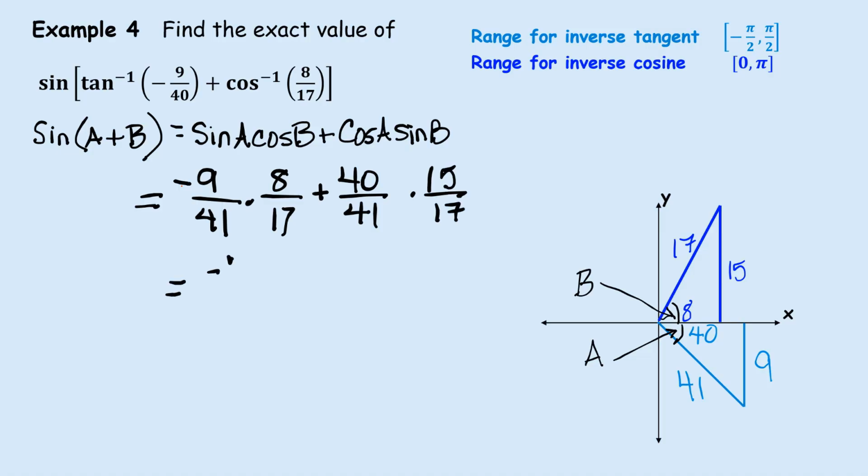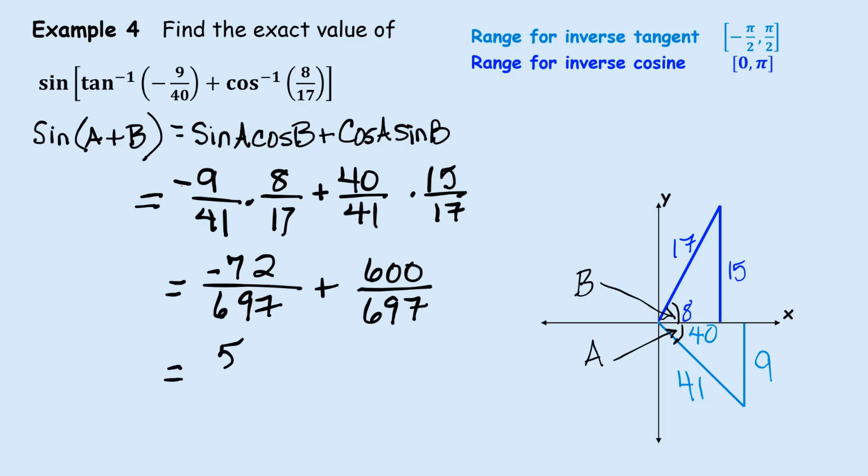And when we add that up, we just multiply it out: negative 72/697 plus 40 times 15 is 600/697. And when you add that up, you just get 528/697. And that is not reducible. So there you have it.